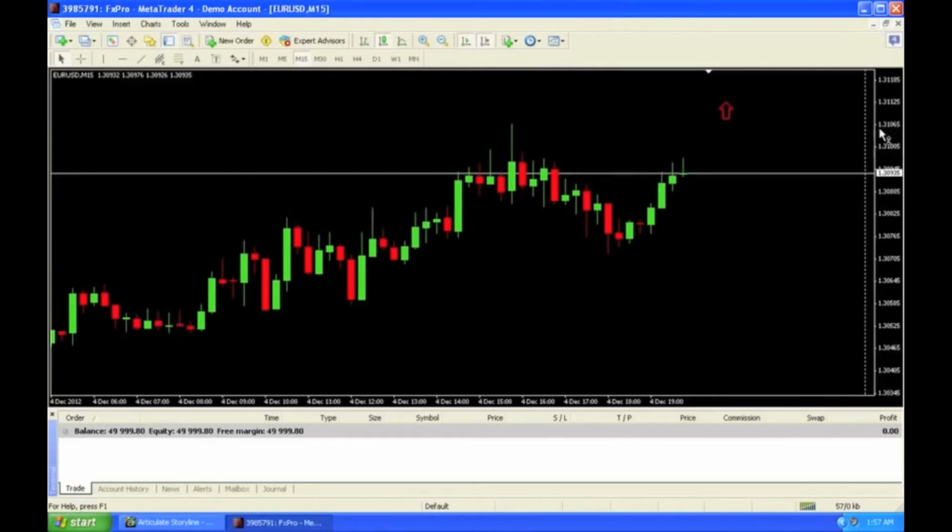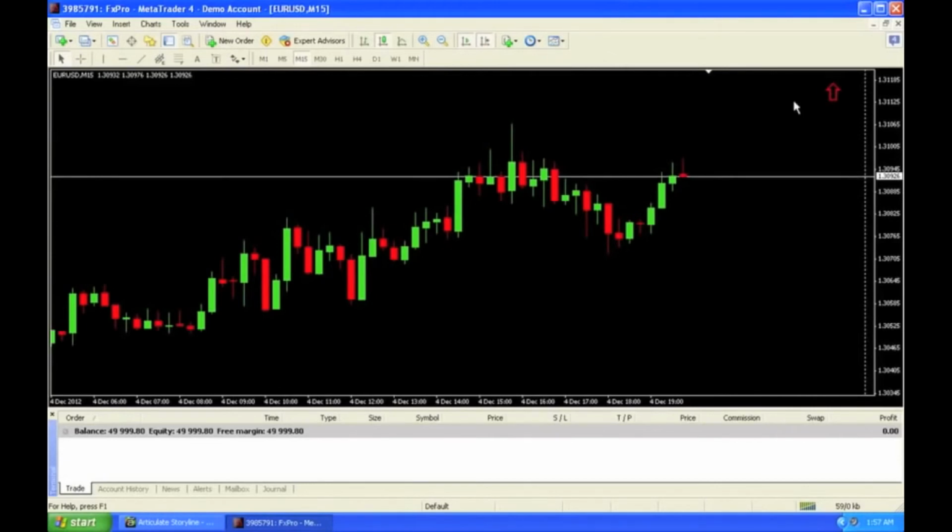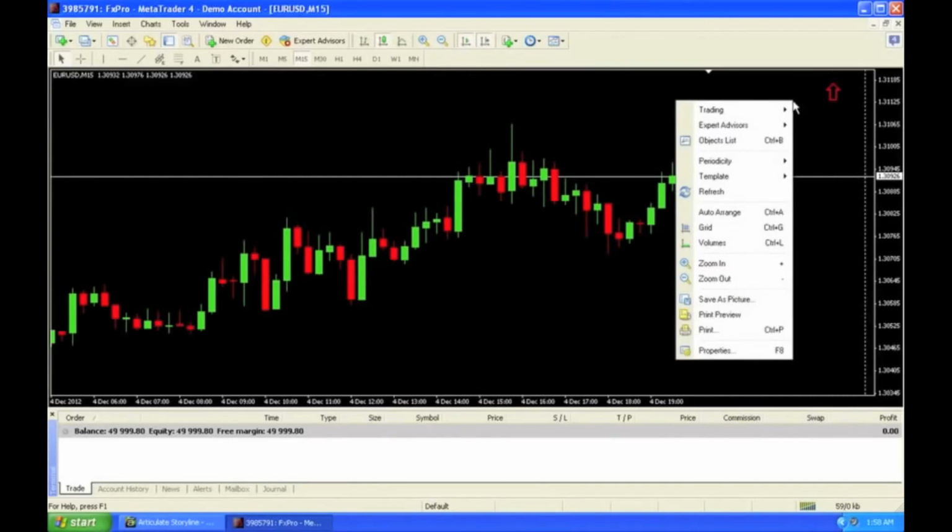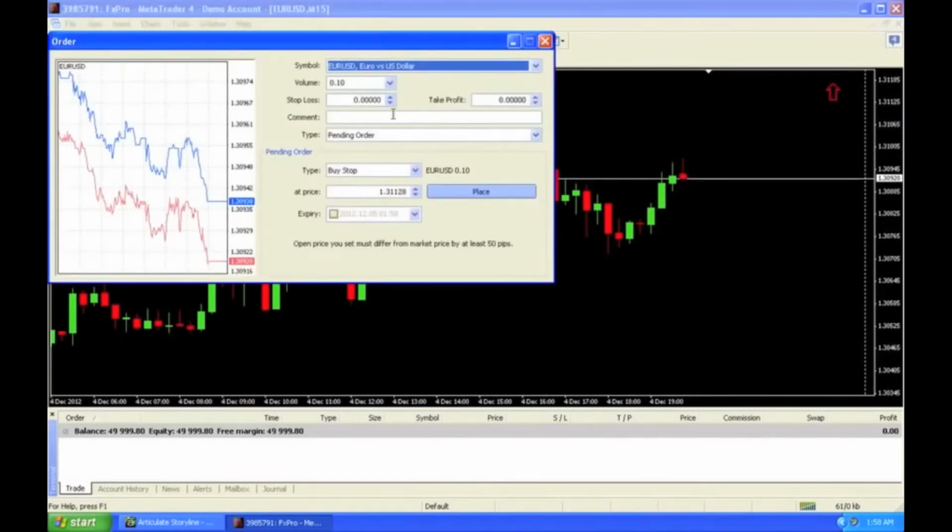So let's say once the price reaches, let's say here, 3112, I pretty much know that the market is going to continue long, so I'm going to continue buying from there. So what I'm going to do is place an order right here, which is called a stop entry order. Go to right click, go to trading, and a buy stop. Once I click it, I can set the price at 31125.